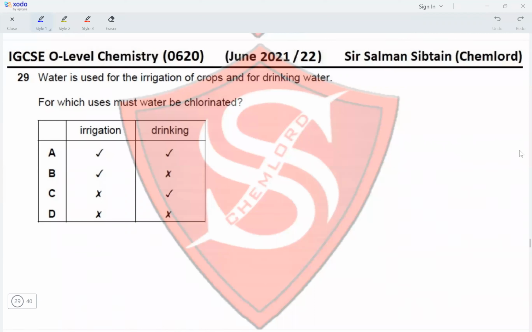Question 29. Water is used for the irrigation of crops and for drinking water. For which use must water be chlorinated? For irrigation, chlorination is not required, but for drinking, chlorination is required to kill the microbes present in water and to make it consumable by human beings. So no to irrigation eliminates options A and B, and yes for drinking eliminates option D, making option C the correct option for this question.